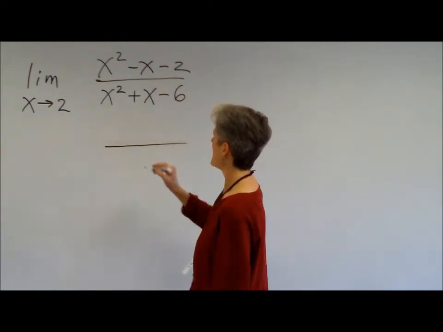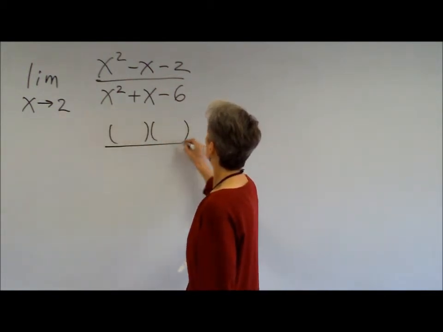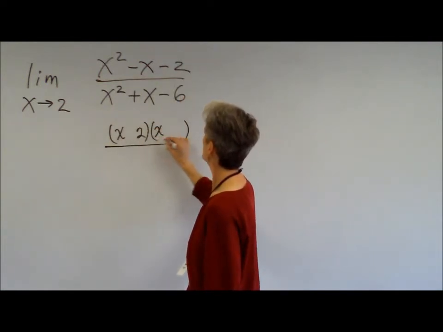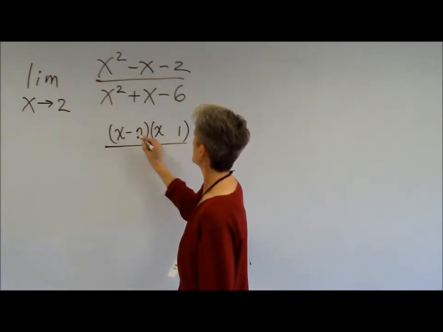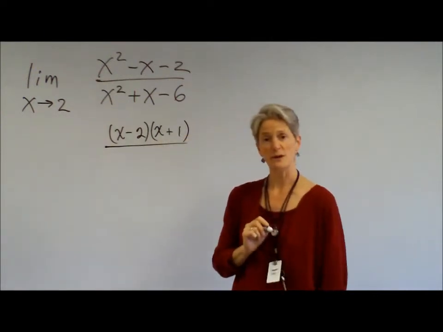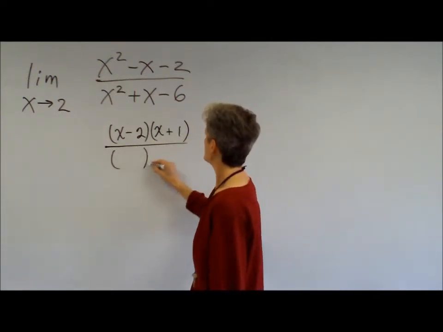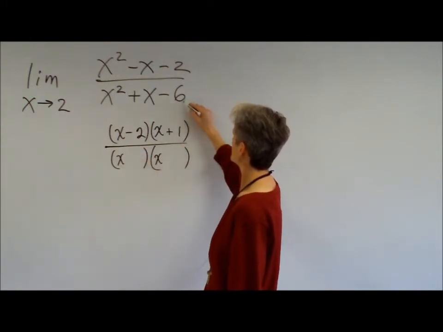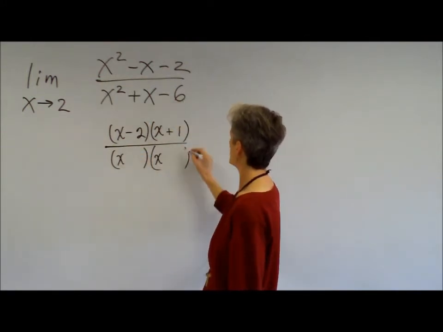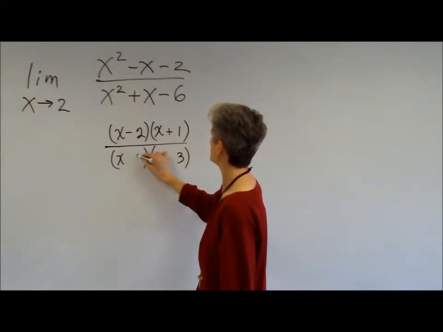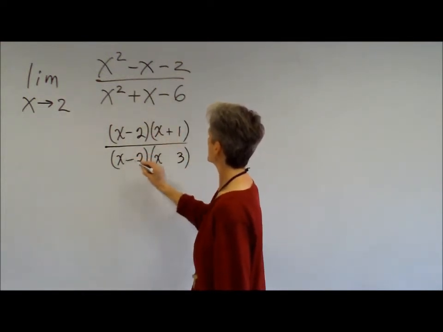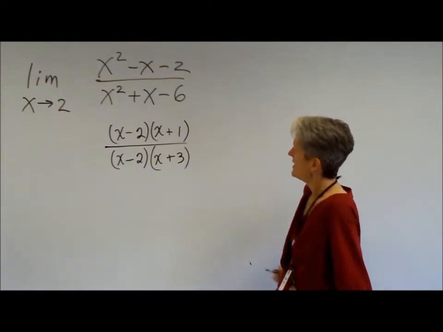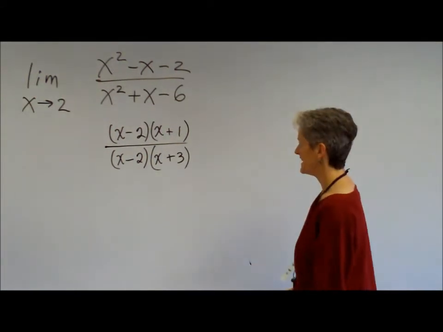So let's go ahead and factor. Let's see, x and x, factors of negative 2, 2 and 1. It looks like I want an x minus 2 and an x plus 1. And in the denominator, factors of x, factors of negative 6. Well, I'm thinking probably a 3 and a 2 will work. x minus 2, x plus 3. Did I factor that correctly? Beautiful. I think so.